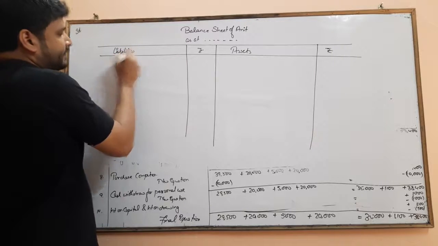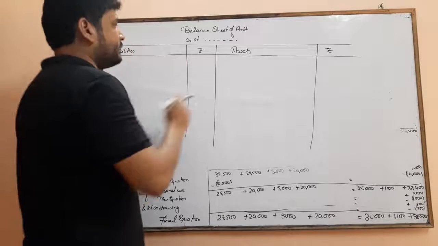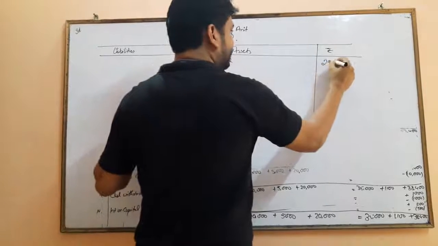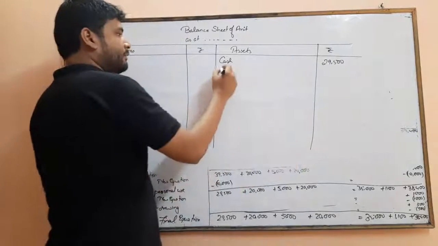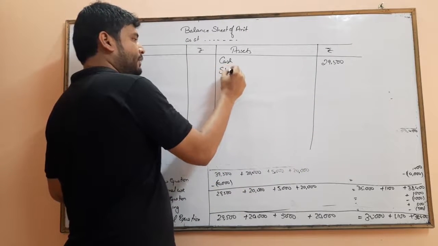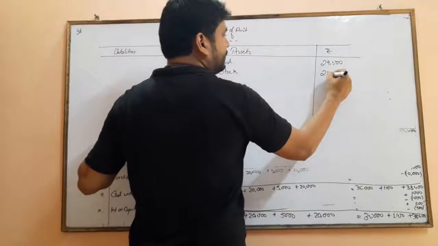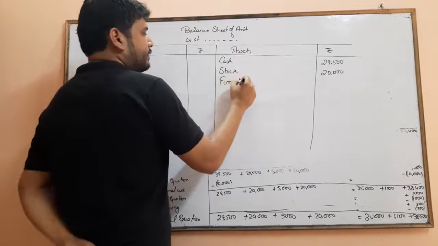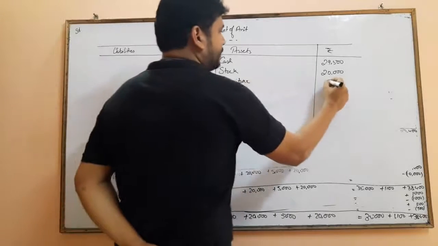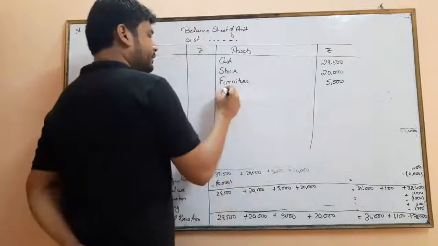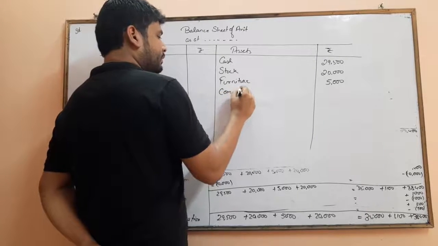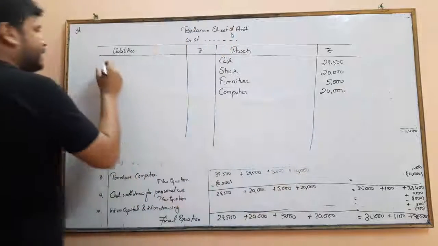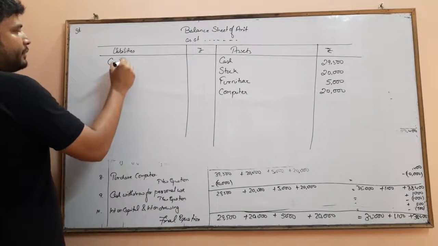Now coming to the assets. What are the assets we are having? Cash, how much? That is rupees 29,500. It will help me to check also. Stock of rupees 20,000 I am having. Furniture of rupees 5,000. And computer of rupees 20,000.